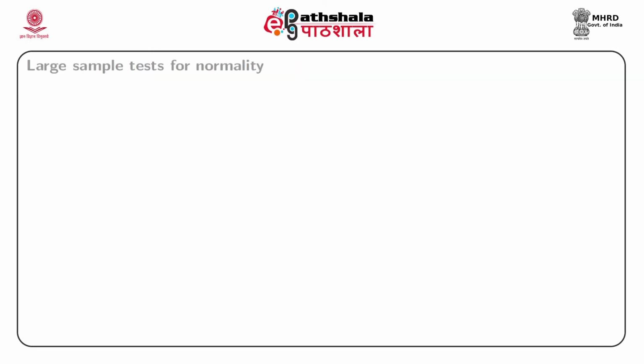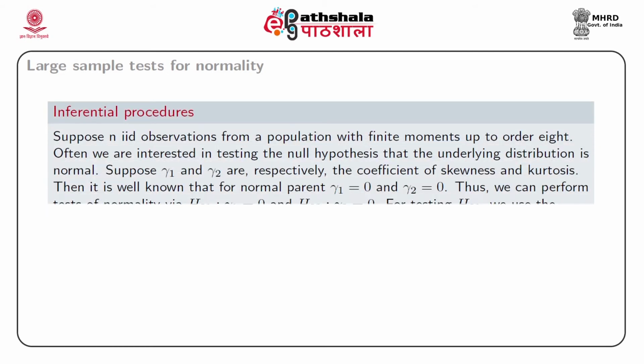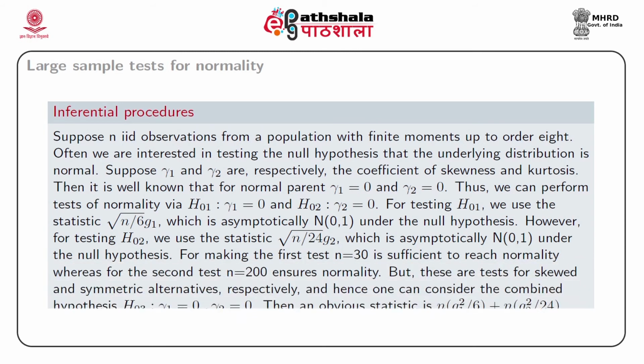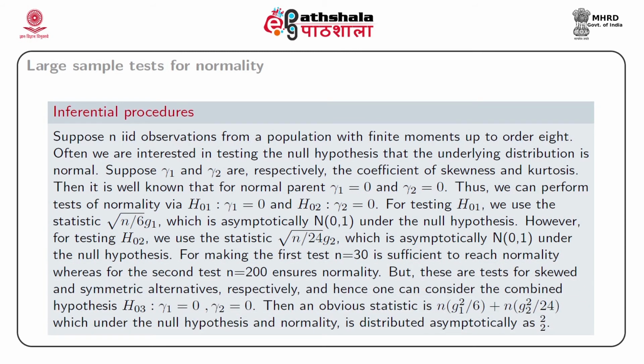Next, we pass on to some interesting context. We shall give some large sample tests for normality. Actually, if the distribution of the underlying data comes out as normal, then most of the problems are solved because we can use the usual methods using normality. So, suppose n IID observations from a population with finite moments up to order 8 are available. Often we are interested in testing the null hypothesis that the underlying distribution is normal.